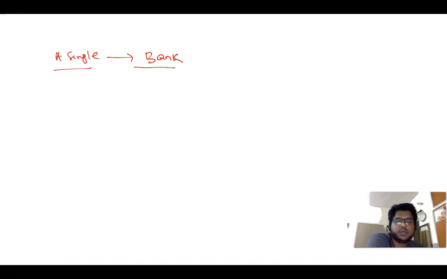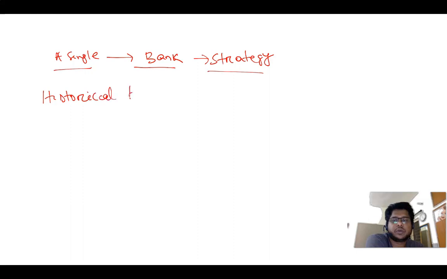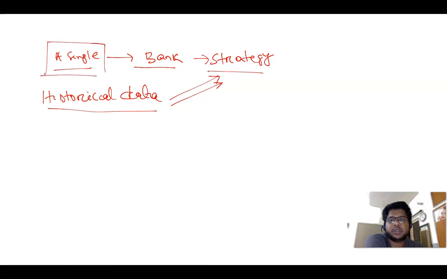So now the bank develops a strategy. What is that strategy? That strategy is built on historical data. Based on historical data, a strategy is built. Using that strategy, the bank can decide whether it will approve the customer or reject the customer. So we will understand in the next video how to develop a strategy.